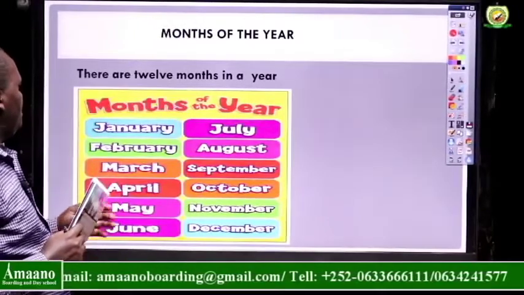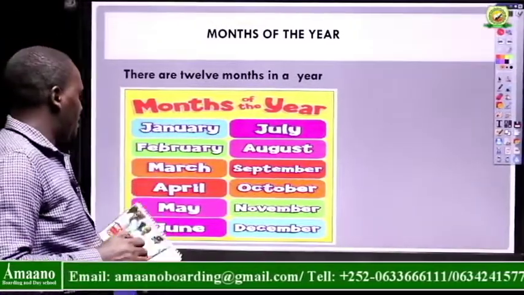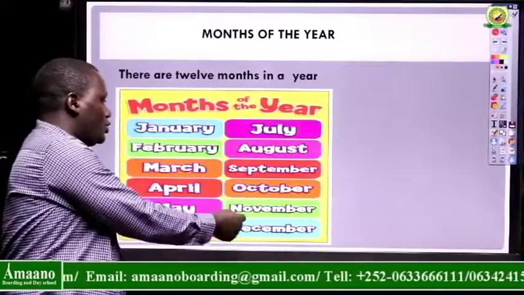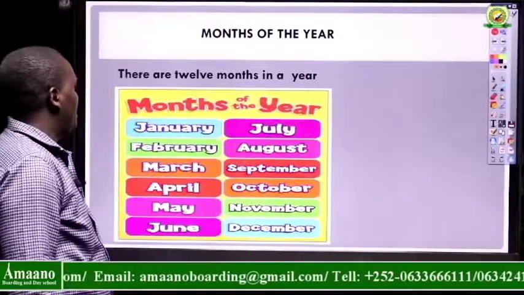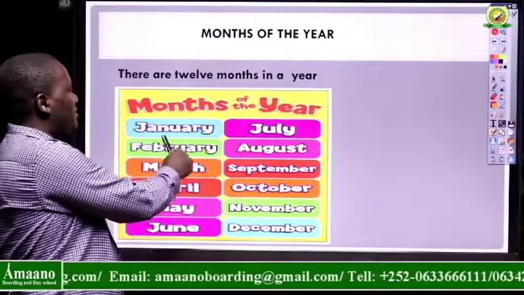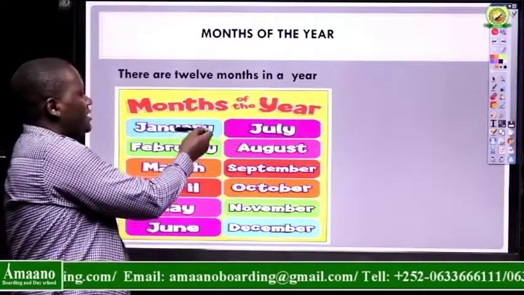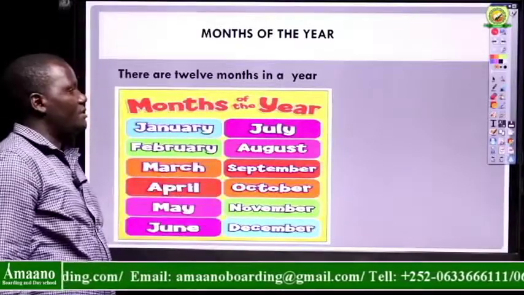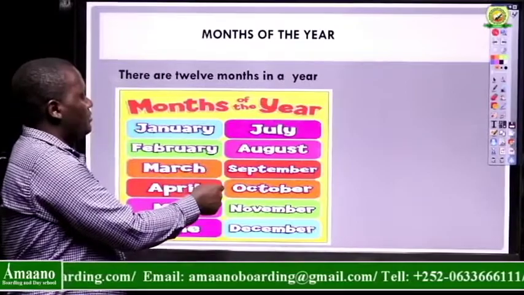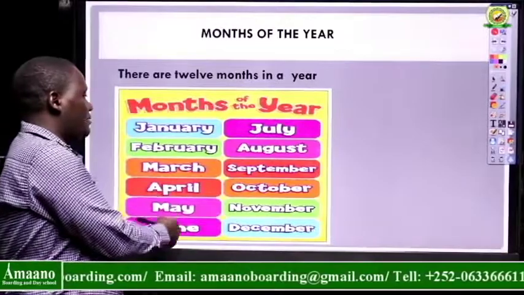As you can see there, the months of the year are January, February, March, April, May, June, July, August, September, October, November, and December. The first month is January, and the last month is December. We have to know the sequence of these months, which month follows another, because if we mix them, we shall get lost. Right now, we are in the month of April. That is the 4th month.